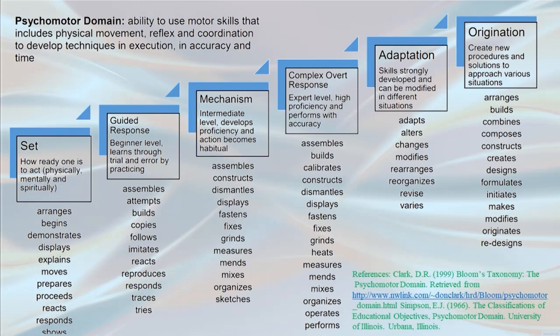For example, if we use demonstrating, it could be in different levels. If the learner demonstrates with assistance, it's for the second level. But if he demonstrates independently, it could be in the fourth level. So we cannot judge for the psychomotor domain according to the verb used in writing the objectives.